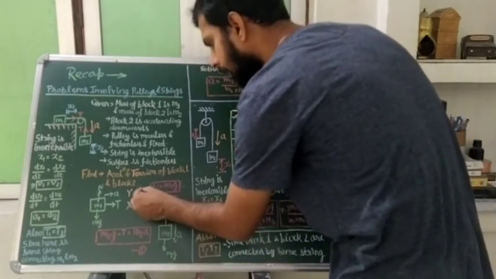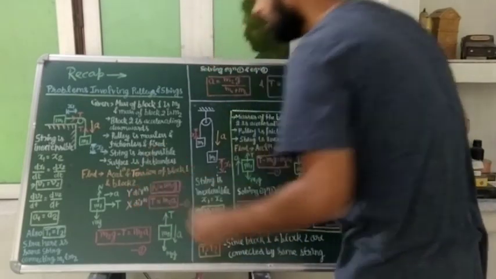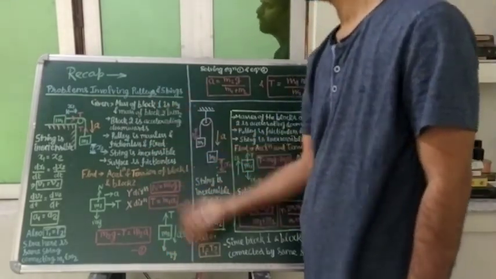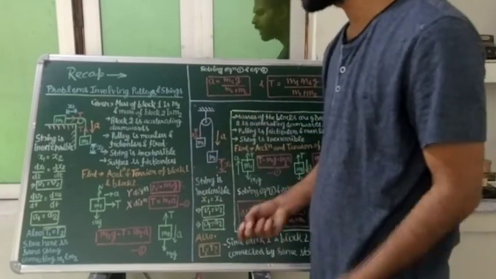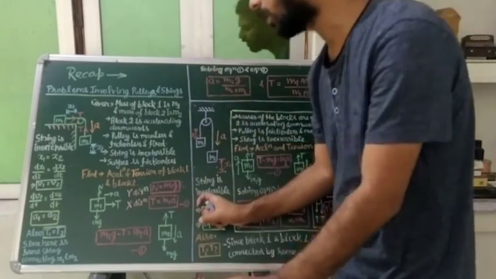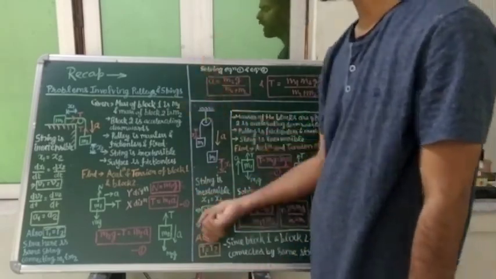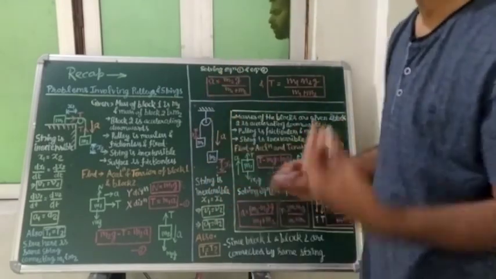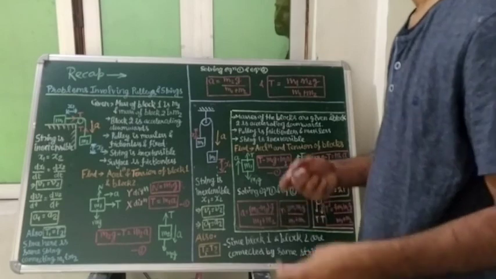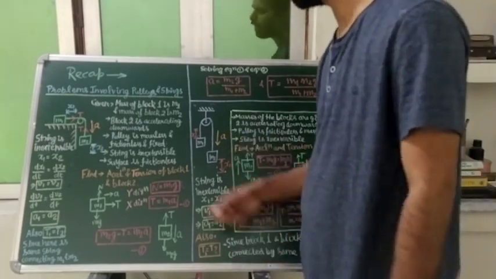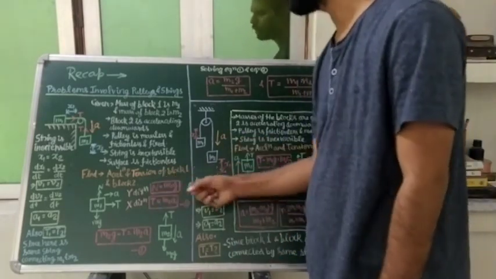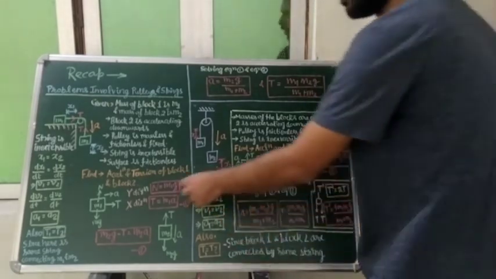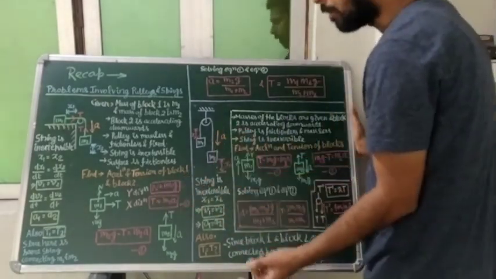When resolving in the x, y directions, we saw that in the y direction no acceleration is present. The block is not accelerating there, so acceleration is 0. By applying Newton's first law, our normal reaction becomes equal to the weight of the body. So N is equal to m1g.